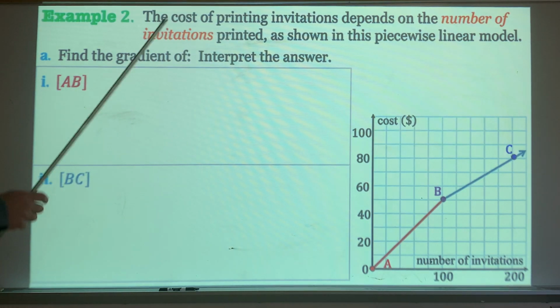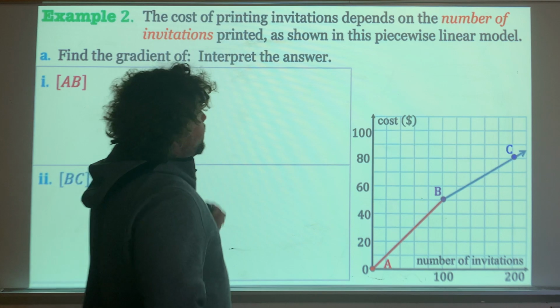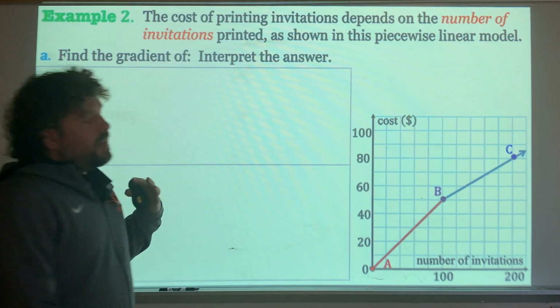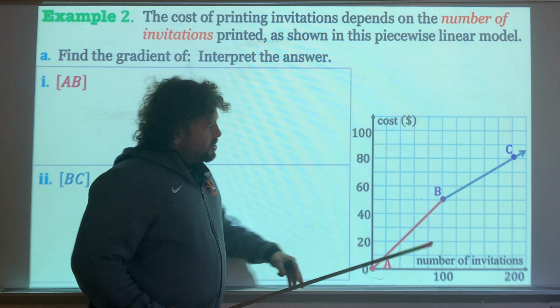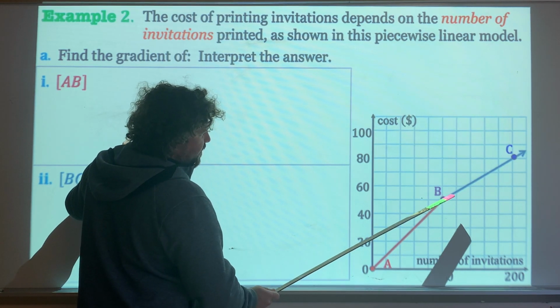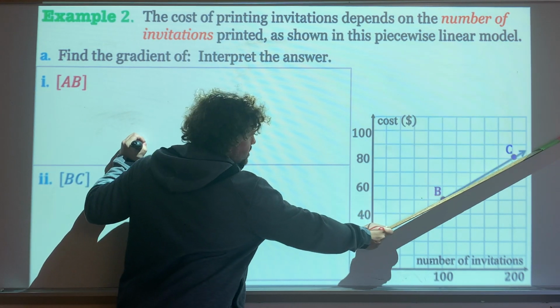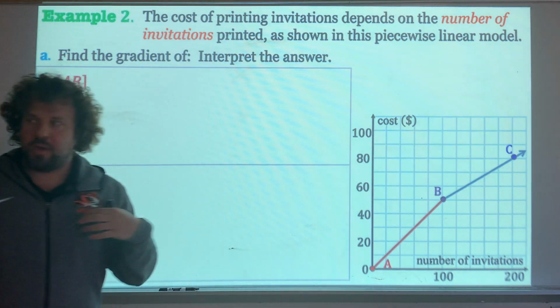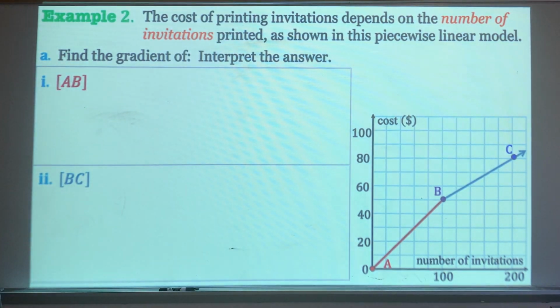Now, we're going to do an example. The cost of printing invitations depends on the number of invitations printed, as shown in this piecewise linear model. So what happens is, between 0 and 100, you charge a certain amount. After you print 100 invitations, the next bunch of invitations, you're charged at a lower amount. Okay, because the more you buy of something, the cheaper it is to make, therefore the cheaper it is for you to buy. So we're going to find each gradient.